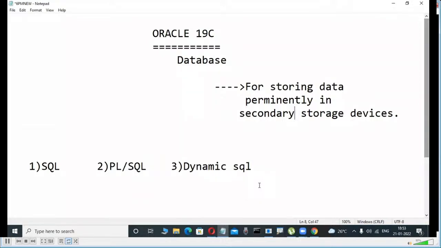Just before 10 a.m., 3 batches are there, because some syllabus is already going on. Developers also need minimum basics. Morning also some batches are going on, but the syllabus is already in the middle.